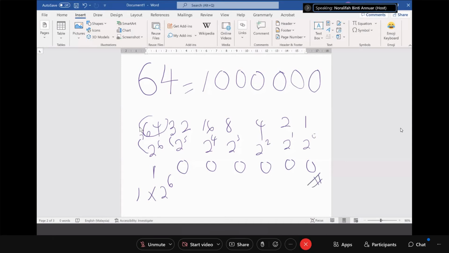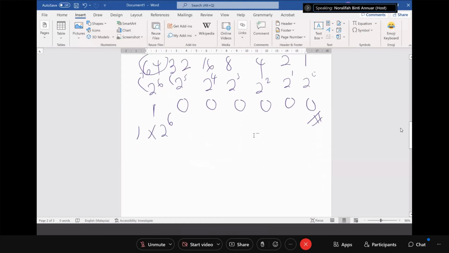Ini paling senang. I always use this method. But you kena hafal benda ni, yang binary position ni. Okay, ataupun use the long way, or you divide by 2. 64 divided by 2 berapa? 32, right? 32 multiply by 2, you got 64 kan? Betul tak? Ada baki tak? Tak ada kan? So, 0.